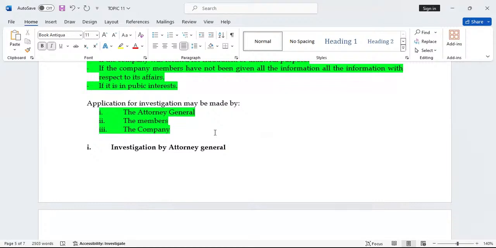Maybe if I could ask, as we're talking about petitioning, who are the parties who can petition for compulsory liquidation? Maybe you can mention them to me. Who are the parties who can petition for a compulsory liquidation or compulsory winding up of a company? You can mention them on the chat.